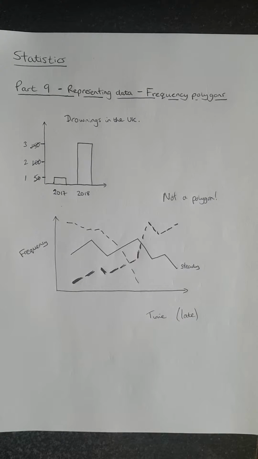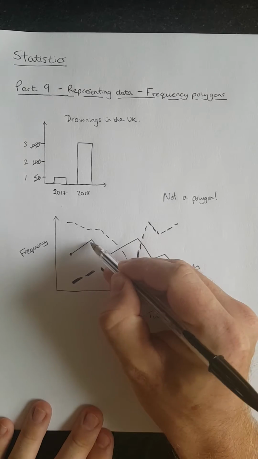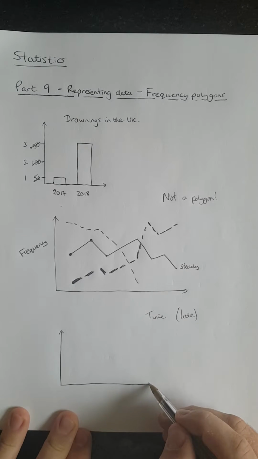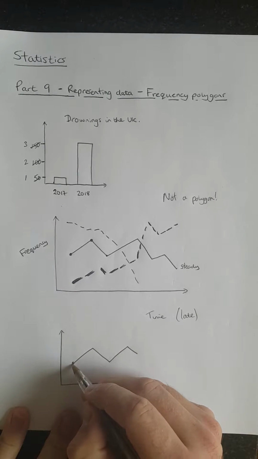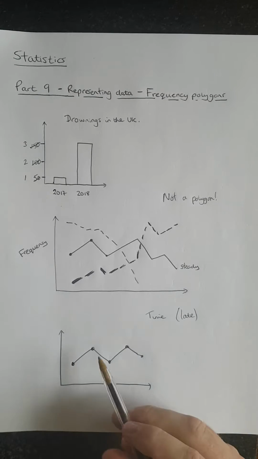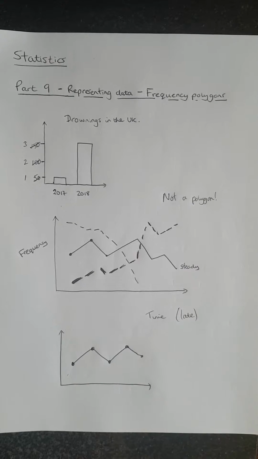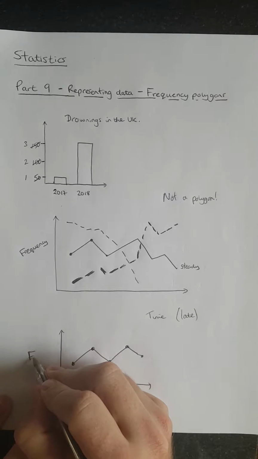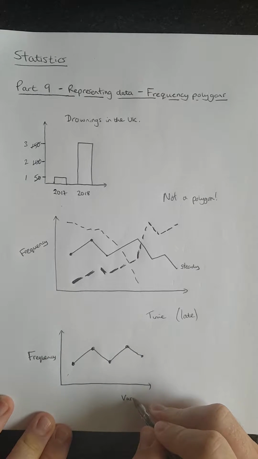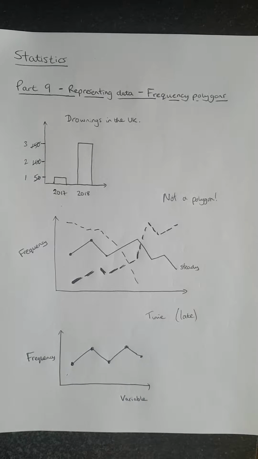Now, the shape of these is what I was really after here. You can see here that a frequency polygon is a connected set of points. And it's not a polygon because it doesn't join up with the axes. It doesn't make a shape. So, your question now is, this seems easy enough. We have frequency on this axis and we have some variable on the other axis. How do we plot it?